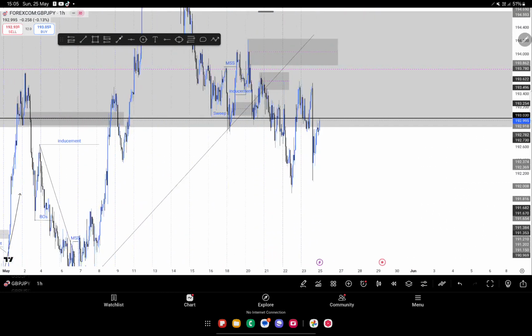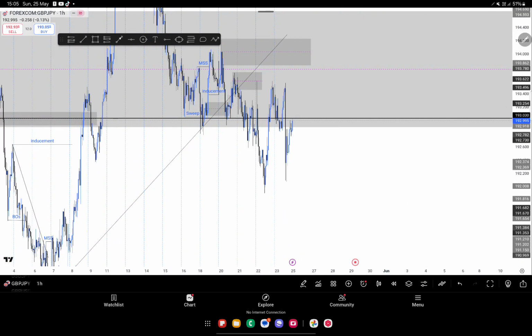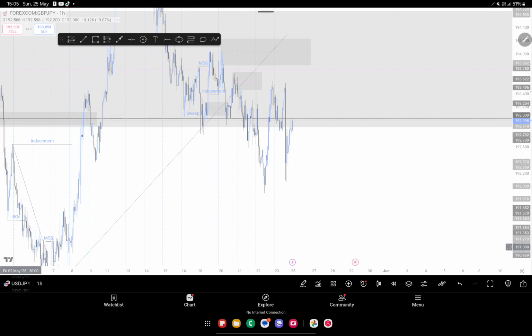So that was a lost trade. My third trade should be USD JPY. USD JPY was my third trade of the week.